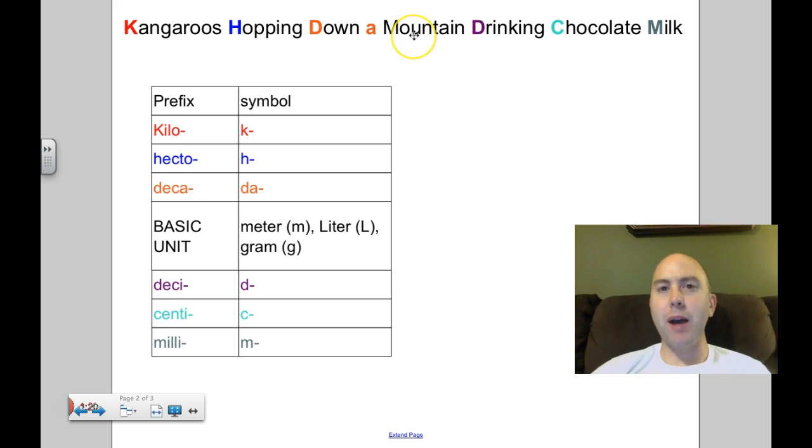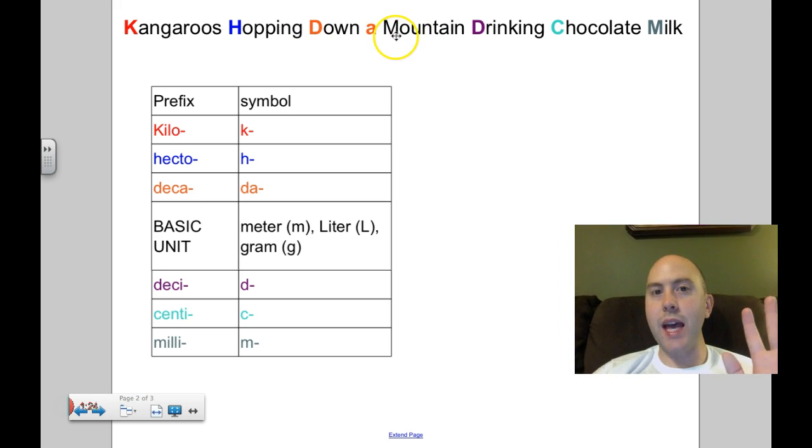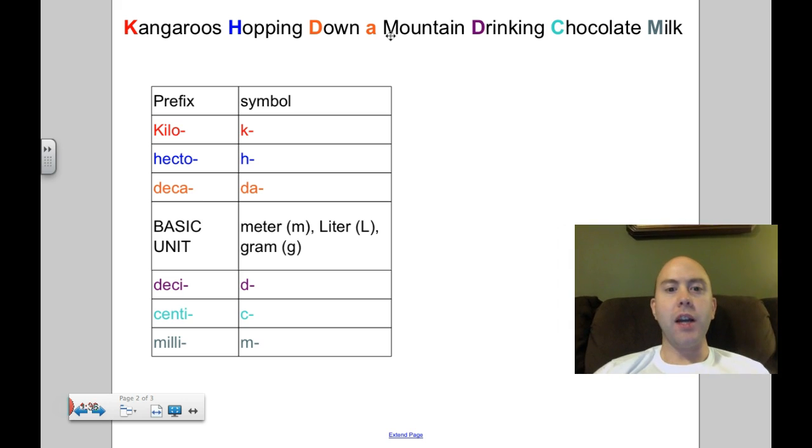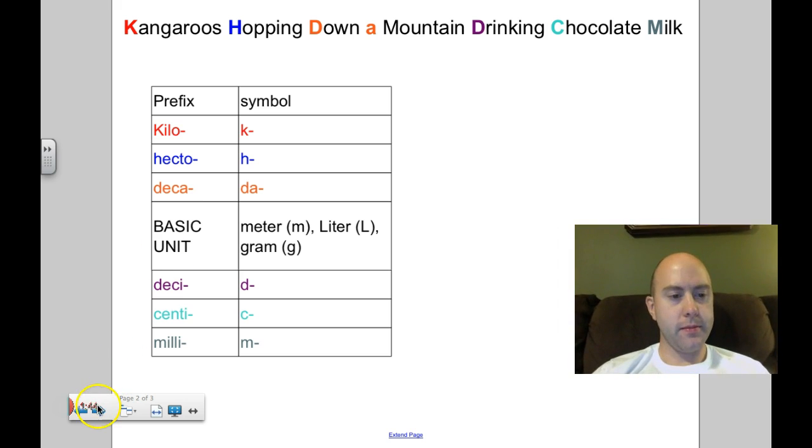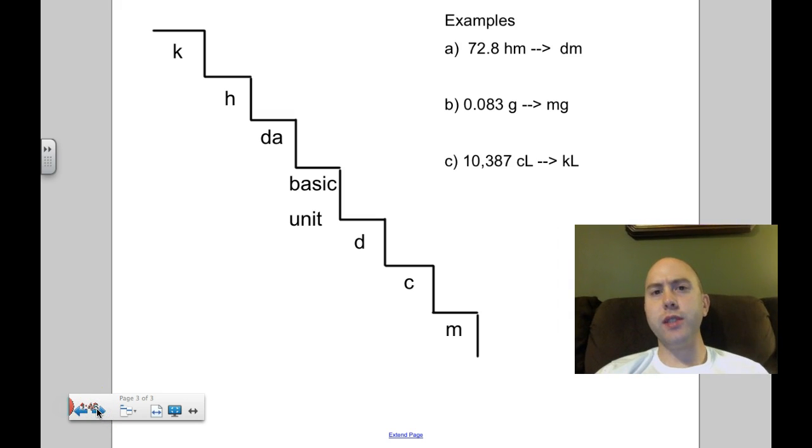Again, that M for mountain, that's a basic unit. So be careful. Don't confuse the M for mountain with the M for milk. Okay, the M for milk is milli. That's a very important one. The mountain one, that's again basic unit. In this case it stands for meter, but I could have put liter in there. You know, kangaroos hopping down a lion, drinking chocolate milk. Whatever I wanted. So how do I use this stuff?